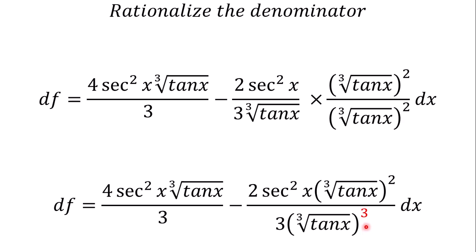Okay, so in this one here, it means you're going to do cancellation. As you can see, here we have 3, and here we have 3. It means that this sign can go off, because now this and this are the same. So this 3 will take off this cube root sign, leaving tangent x multiplied by this 3, and it will give us 3 tangent x.